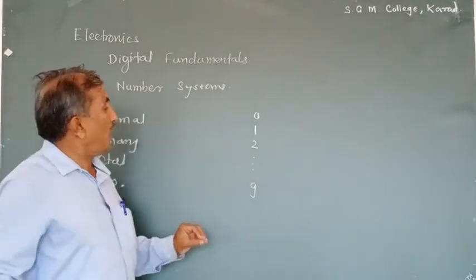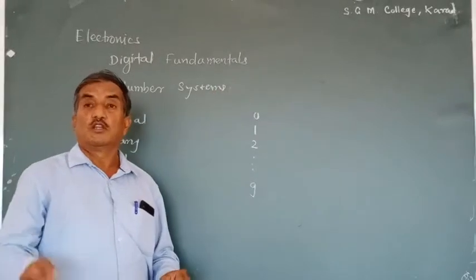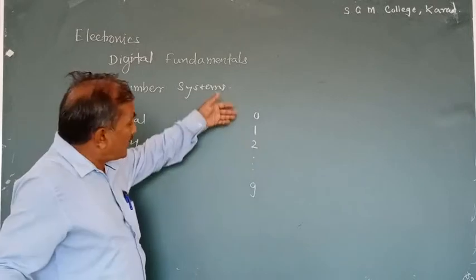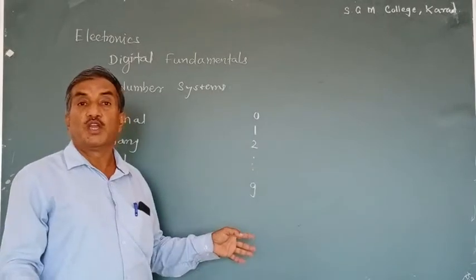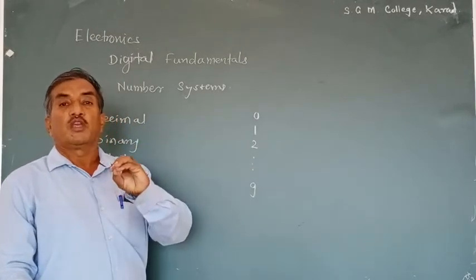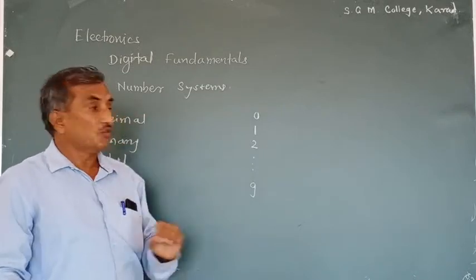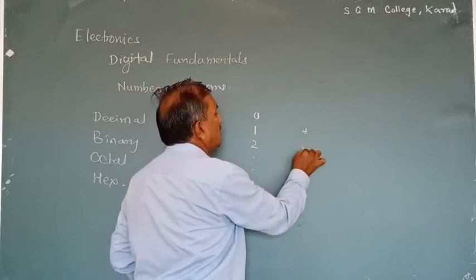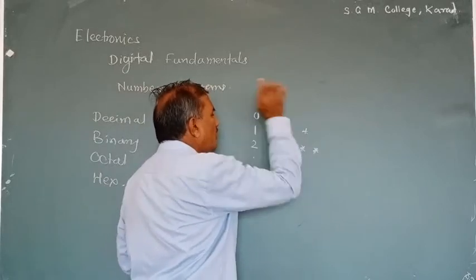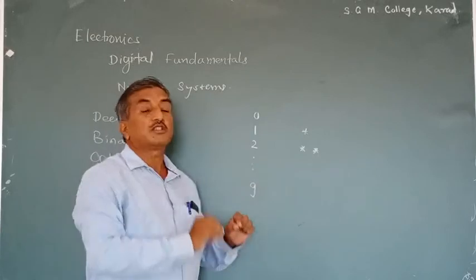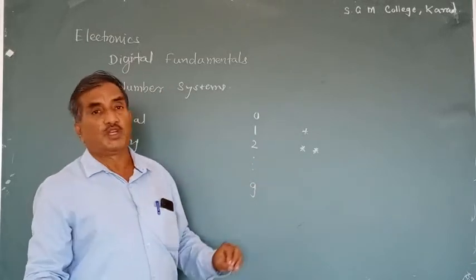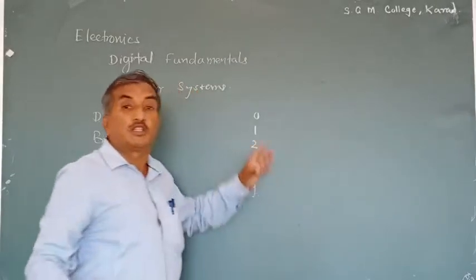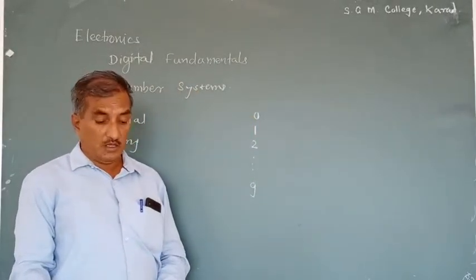These symbols are used in proper sequence. It starts with 0, then 1, 2, 3, up to 9. And every symbol is given a specific meaning. 0 means nothing, 1 means something one is there, 2 means two things or two events are there. In this way, 9 means 9. So it was decided that every symbol is given a proper meaning and a proper sequence is maintained.